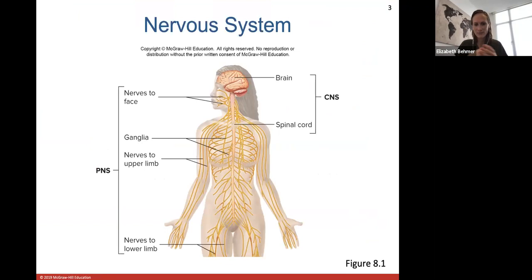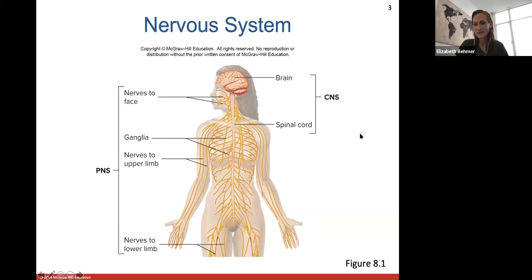And we divide your nervous system into the peripheral nervous system and the central nervous system. The central nervous system consists of your brain and spinal cord, which travels down the length of your vertebra through those vertebral foramen. And then the peripheral nervous system includes all of the nerves that come off of the brain and spinal cord. So we'll get nerves to the lower limb, nerves to the upper limb. The ganglia refer to clusters of nerve cell bodies, and then nerves to the face.